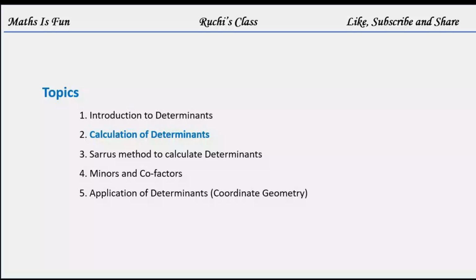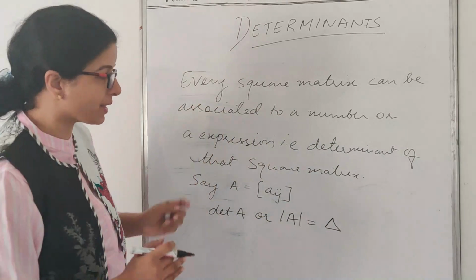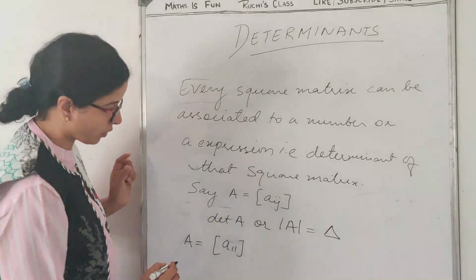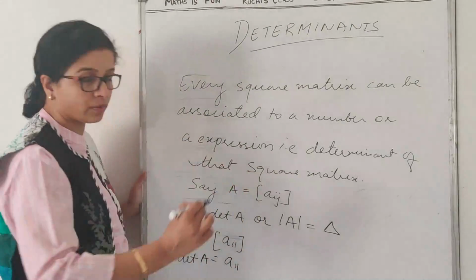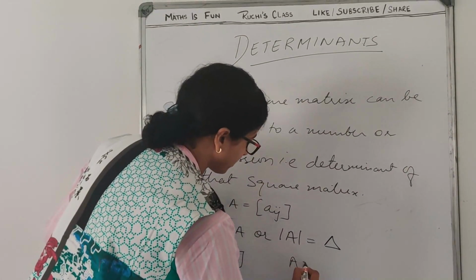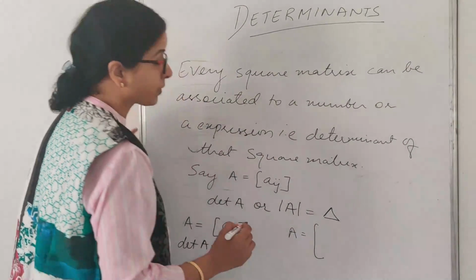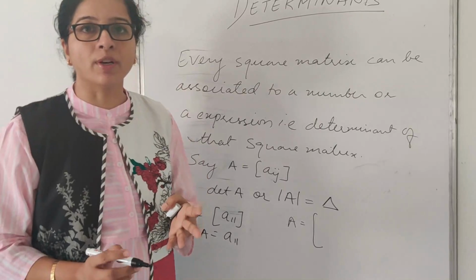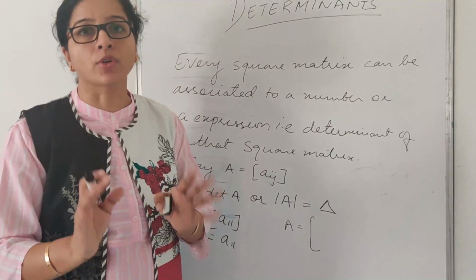Depending upon how many elements are present in your square matrix, we calculate the determinant. Say for example, I have a matrix of order 1. So what will be the determinant? A11. Right? If I have a matrix of order 2 cross 2, since we are talking about a square matrix, I can also say square matrix of order 2.